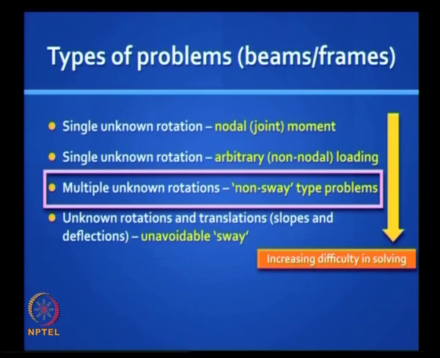So you will see that the problems that you need to solve fall in 4 broad categories. We finished the first 2. In this session we will look at how to solve problems by the displacement method when you have multiple unknown rotations but no unknown translations. That is the 4th type, which we will see later.